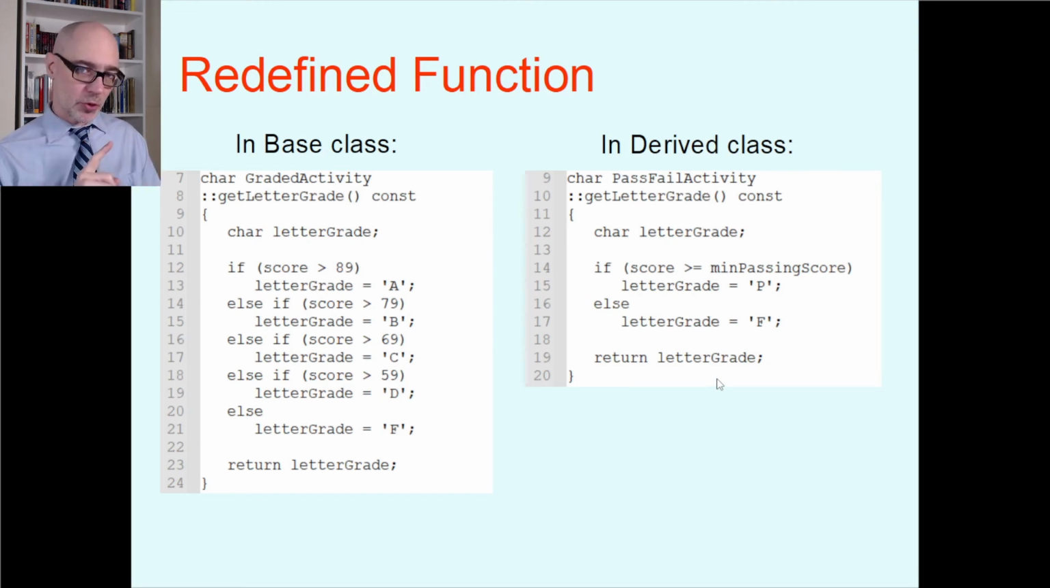So two different versions of the same function. Get letter grade in the base class returns either A, B, C, D, or F, but get letter grade in the derived class returns either P or F, and that's what you want. So really good example of redefining a function to do a more specific job for your child class.